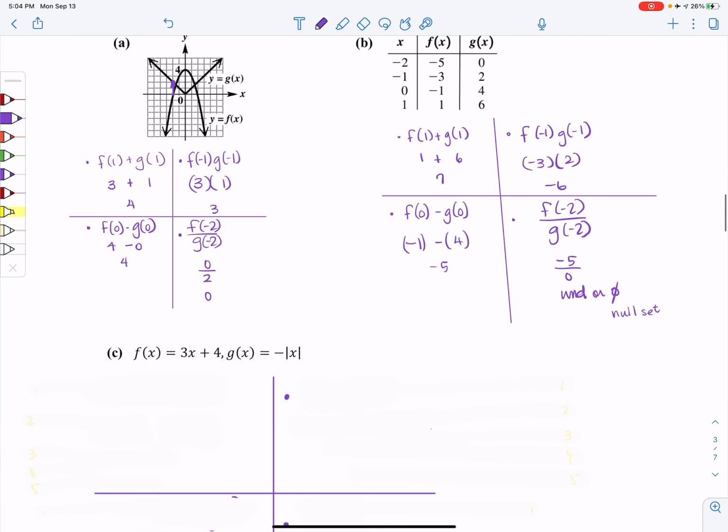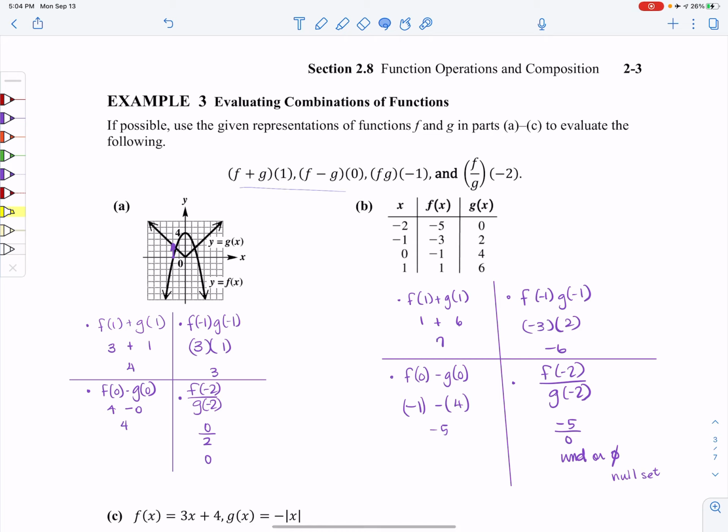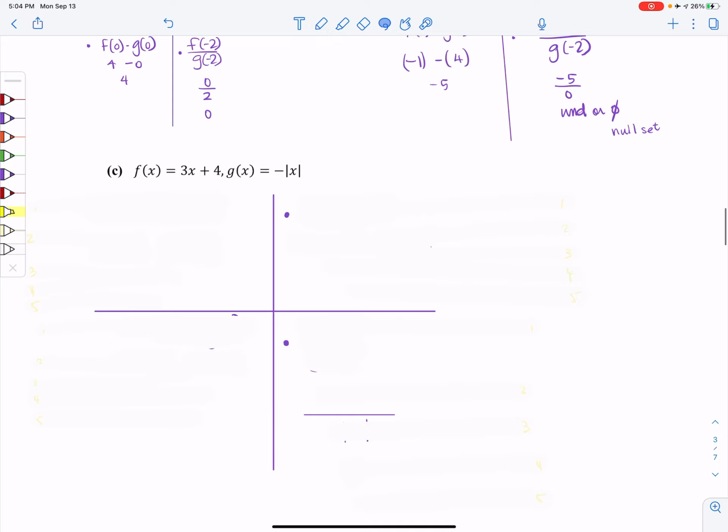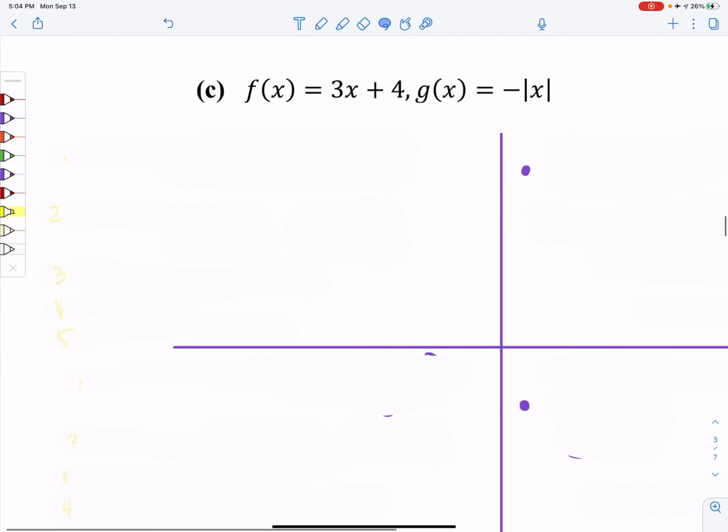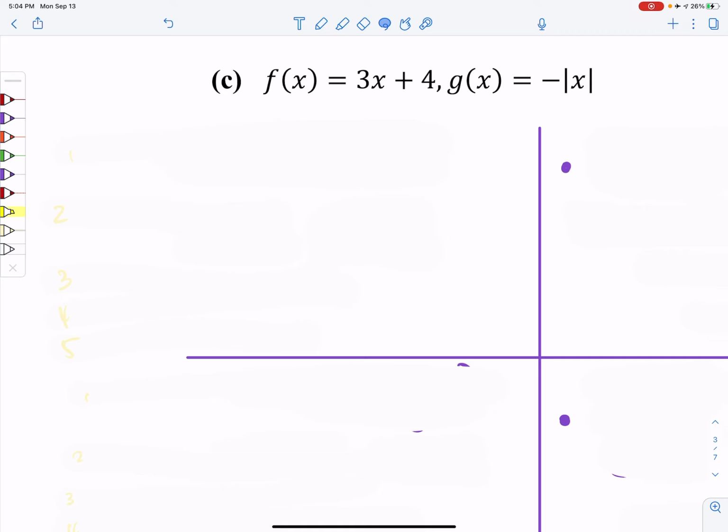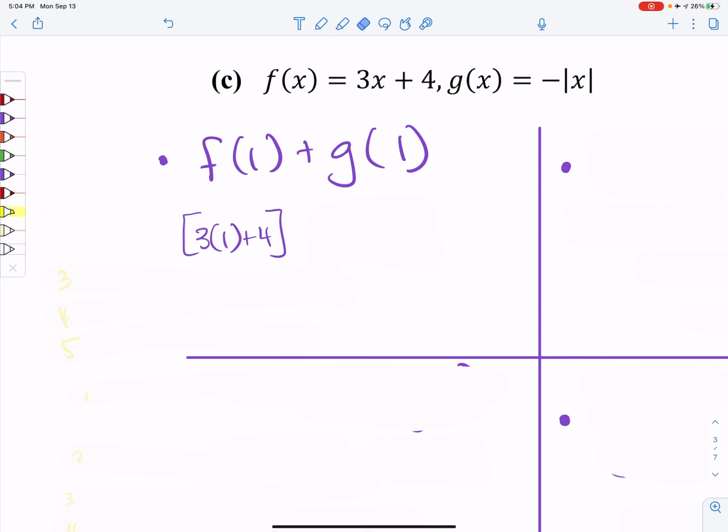All right, one more of these. And once again, I can't show these at the same time, but these are the same 4 questions that were being asked for part C. The difference now is that I have 2 equations. All right, so first one, f of 1 plus g of 1. So let's go ahead and plug in 1 to our f function. Then we'll plug in 1 to our g function. Work your order of operations. So groups go first. Multiplying comes before adding. 7 minus 1 is 6.